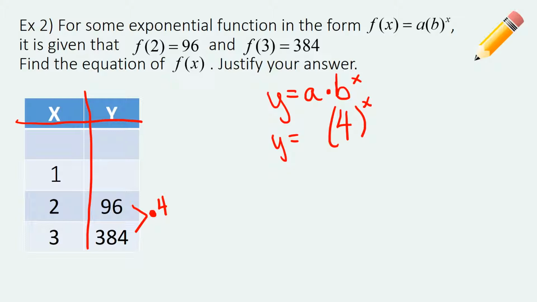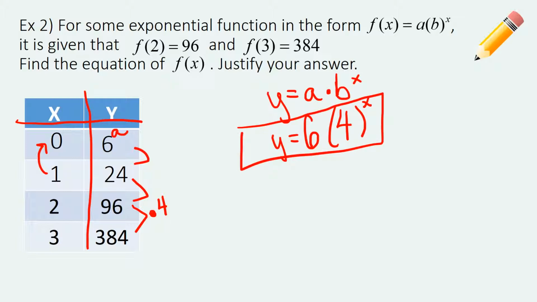But I still need to figure out what my A value is when x is 0. So that means that I have to work backwards. So to get from 96 to 24, I had to divide by 4. And then to get back again, if I divide by 4 again, I know that 24 divided by 4 is 6. So I had to work backwards to figure out what my A value was when x is 0. So that means that my A is 6. So my final answer is y is equal to 6 times 4 to the x. So if they don't give you that A value, you have to work backwards to figure it out.